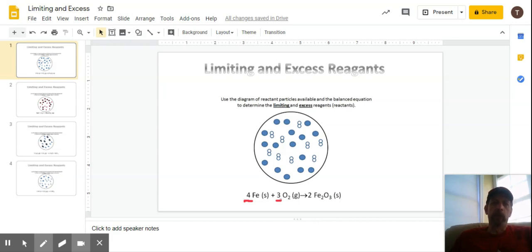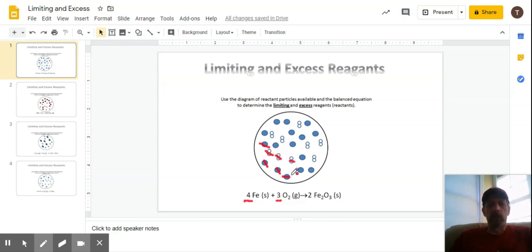Thinking about this, we can begin to cross off particles in a 4:3 ratio to determine what we run out of. So we'll take away 4 iron. As we do that, we have to recall that takes 3 oxygen with it.